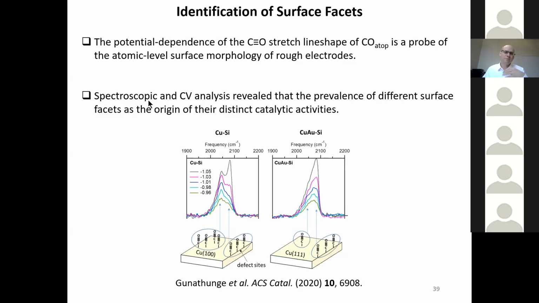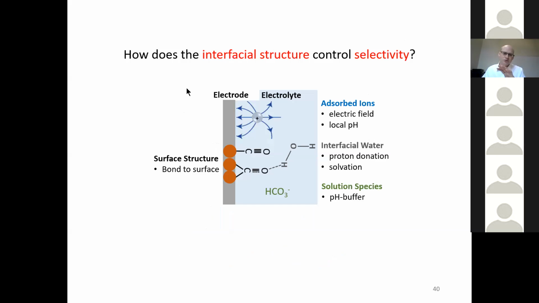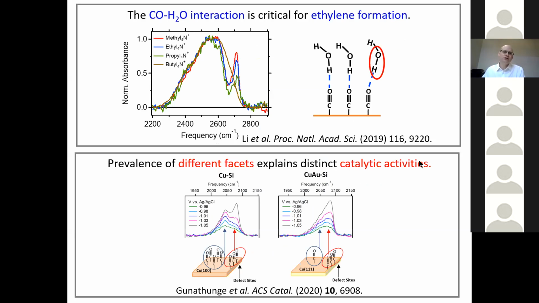And using this spectroscopic method and our CV analysis, we were able to identify the predominant surface facets on two types of model electrodes. And using that information, we were able to explain why one electrode is more effective in forming CC bonds in comparison to the other. Now, I'd like to conclude my talk by going back to this original cartoon that I showed. I mentioned that what we want to do is understand how the interfacial structure at the electrode controls product selectivity. And in this talk, I showed you two examples.